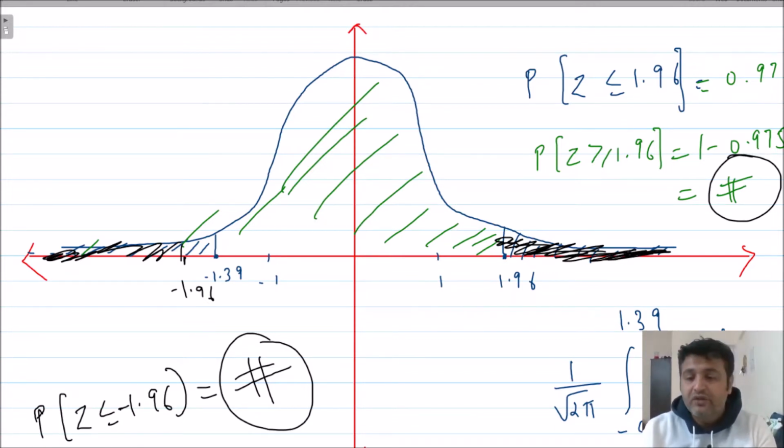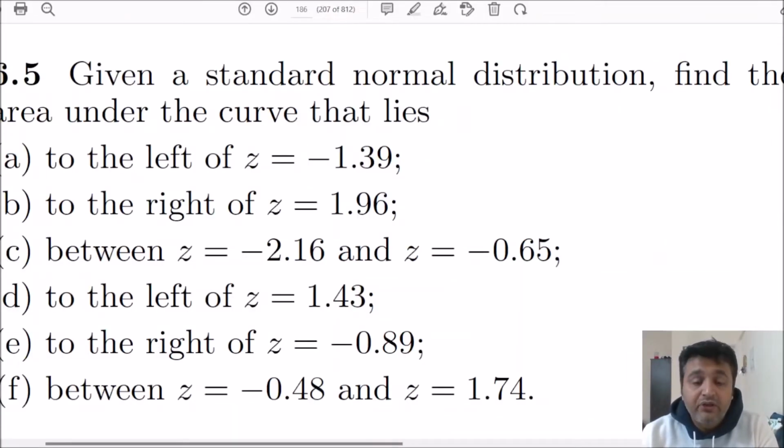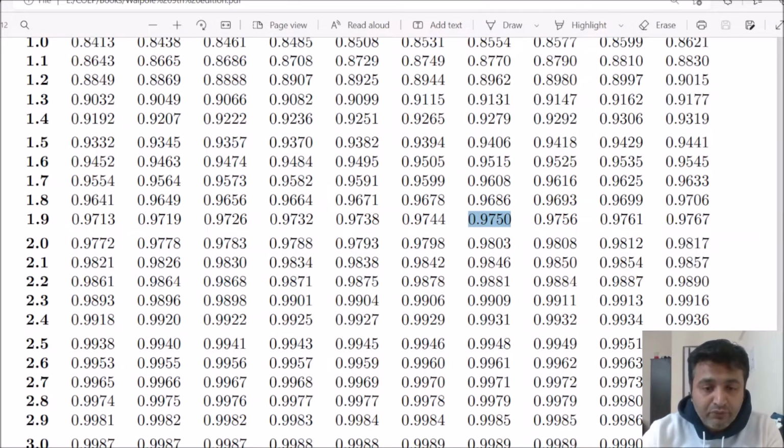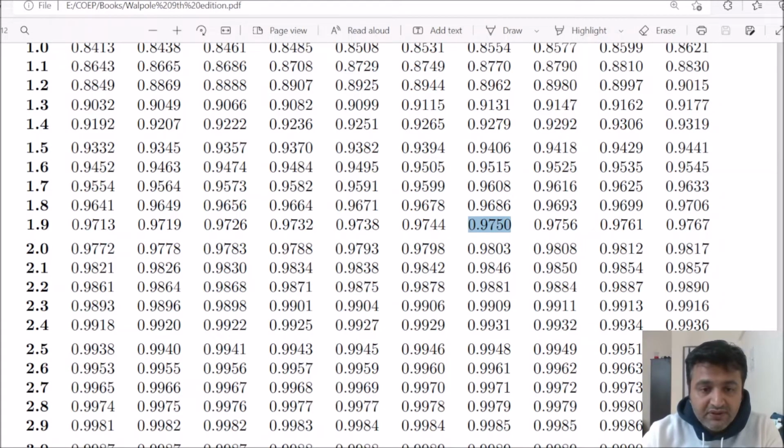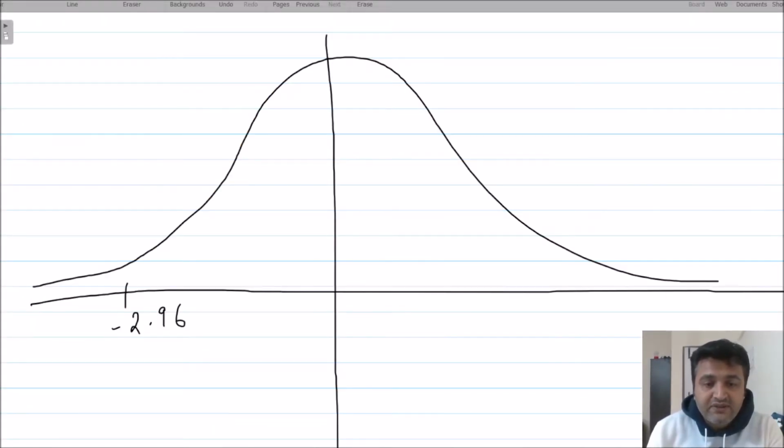Now let's go for the next part. In the third part, you have to find the area from minus 2.16 to minus 0.65. So if I try to draw this, from minus 2.16 to minus 0.65, this is the area that I want to find, from here to here.